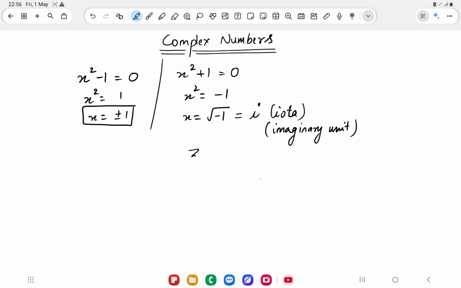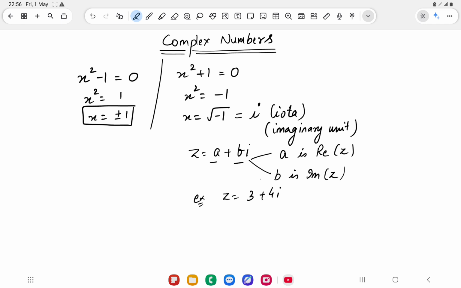So from there I can say that if I am writing z is equal to a plus bi, it means z is my complex number, and from here I can say that a is nothing but the real part of the complex number and b is the imaginary part of the complex number. It means every complex number will have some real part and some imaginary part. For example, I can write z as 3 plus 4i. So my 3 will be the real part and 4 is my imaginary part.